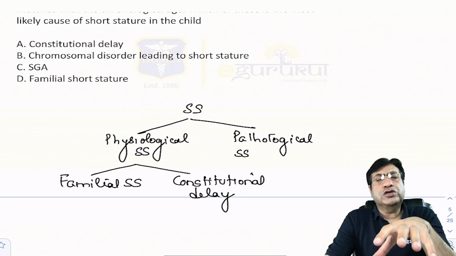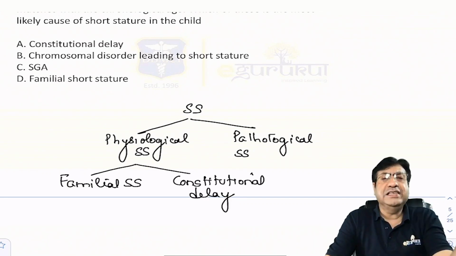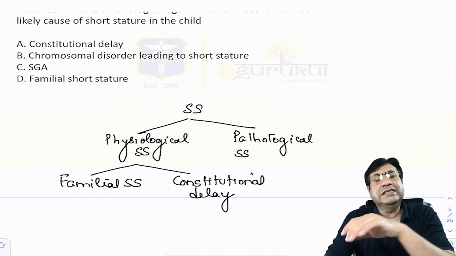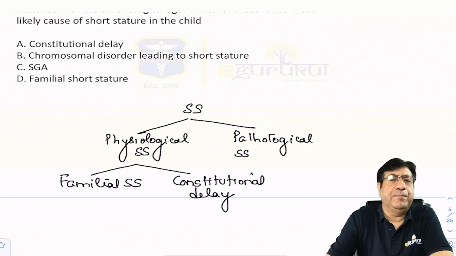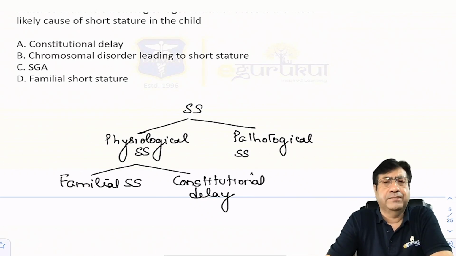So while in a constitutional delay the final height usually is normal, in a familial short stature, where the parents are short, the final height is short. And a constitutional delay is usually associated with a family history of delayed puberty. But there is no family history of delayed puberty in familial short stature. Familial short stature is primarily associated with short parents.